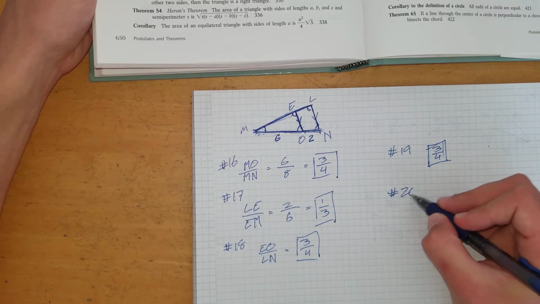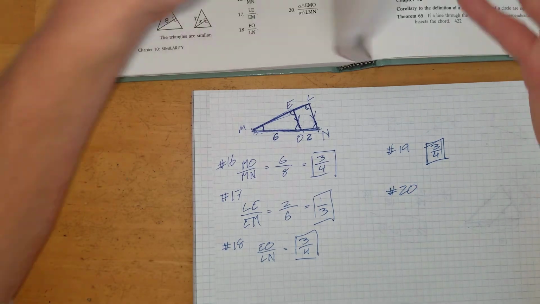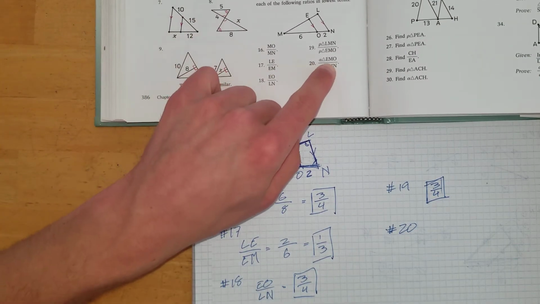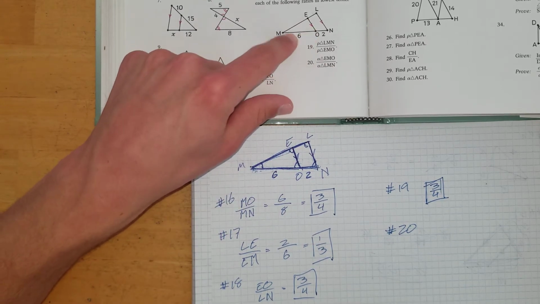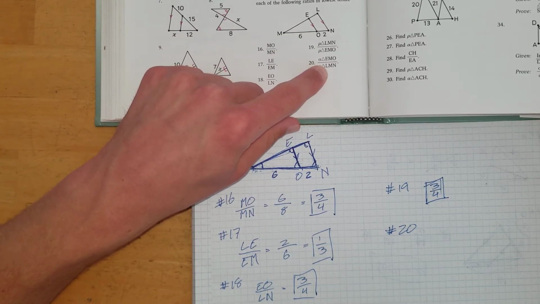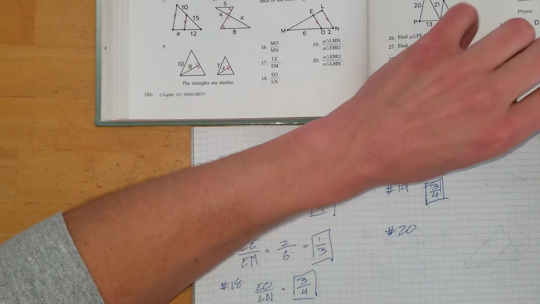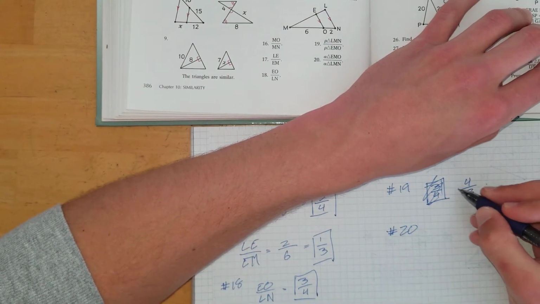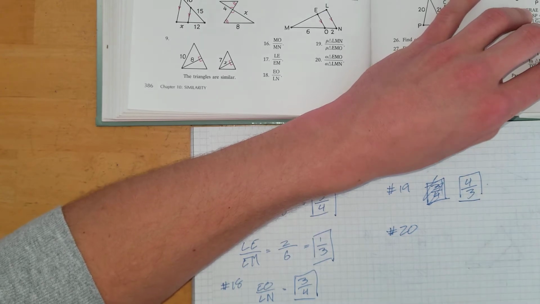Gets tricky with 20. 20, we are dealing with the area of the two triangles. Notice that it's EMO, so the innermost one, in respect to the outermost one. So actually, this should be 4 over 3 in 19.